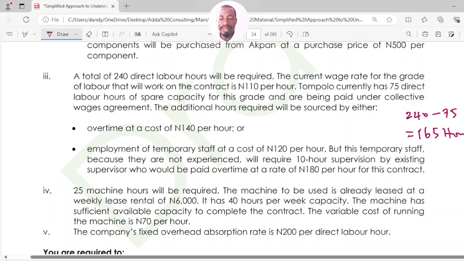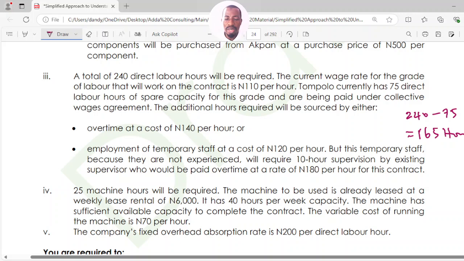You are now told that the additional hours required will be sourced by either overtime at a cost of 140 naira per hour, that is 165 hours multiplied by 140, I will keep it on one side, or employment of temporary staff at a cost of 120 naira per hour. But these temporary staff, because they are not experienced, will require 10-hour supervision by an assistant supervisor who would be paid overtime at a rate of 180 naira per hour for this contract.